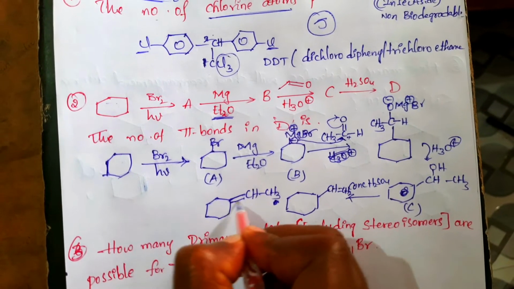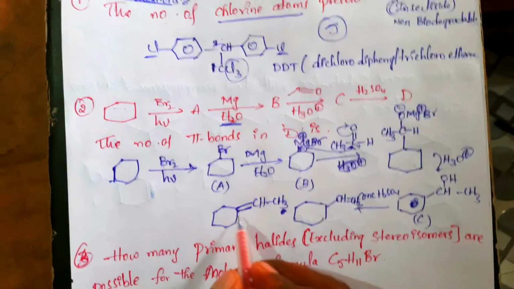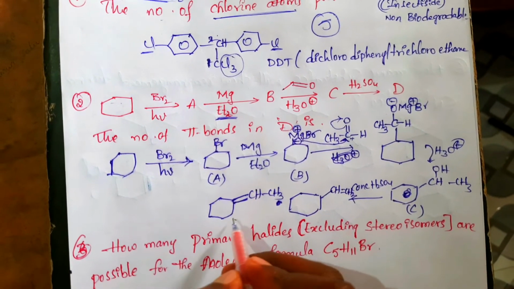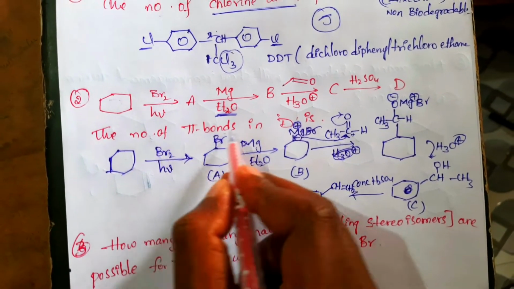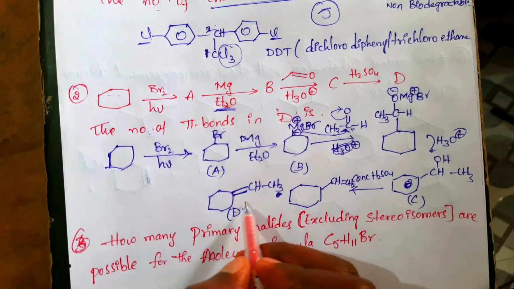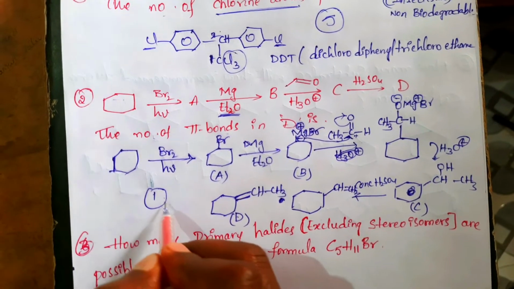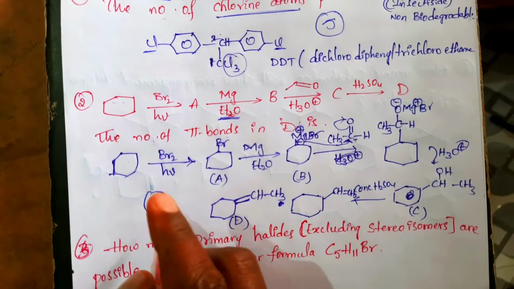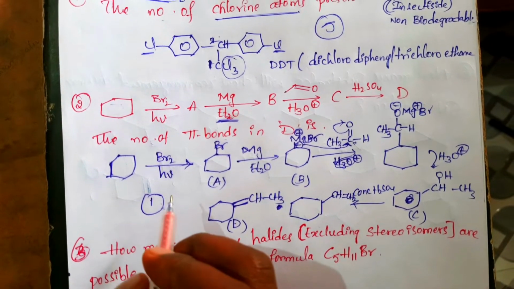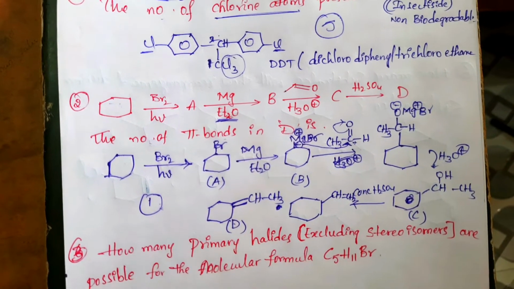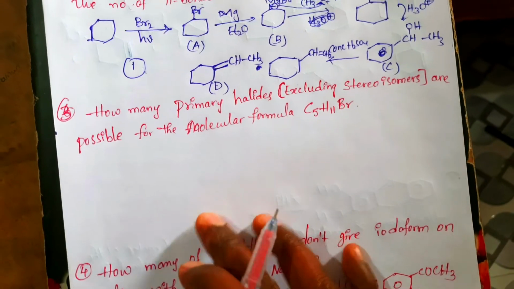Which type of double bonds are more stable? More substituted double bonds are more stable. What they are asking here is the number of pi bonds present in D. Only one pi bond is present in this compound. Is that clear? Now next question.